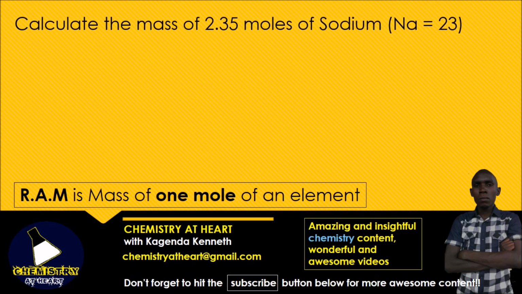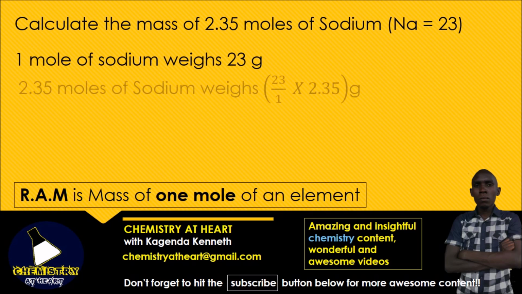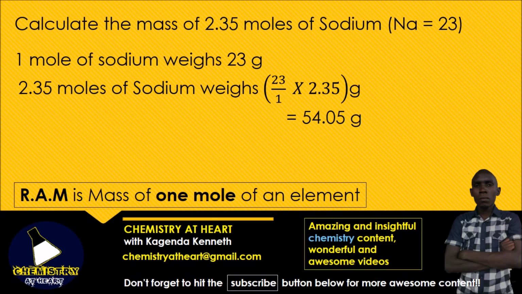Example 4, calculate the mass of 2.35 moles of sodium, and in brackets they tell us that sodium is equal to 23. So this means that 1 mole of sodium weighs 23 grams, 2.35 moles of sodium weigh 23 divided by 1 times 2.35 grams, which actually brings us to 54.05 grams. I think right about now it's very evident that the figure that is always given in brackets is actually the relative atomic mass of that element.